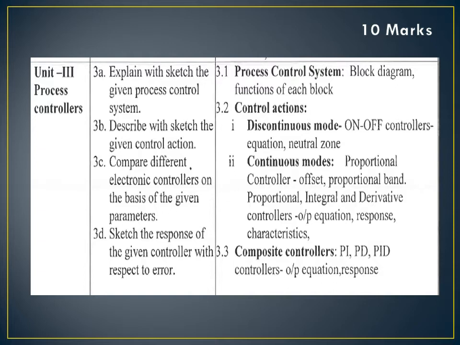Then contents of this unit are: process control system. It includes block diagram and functions of each block. Then control actions such as continuous mode and discontinuous mode. In discontinuous mode, on-off controllers, its equation and neutral zone. In continuous mode, proportional controller, its offset, proportional band. Then proportional, integral and derivative controllers, their output equation, response and characteristics.